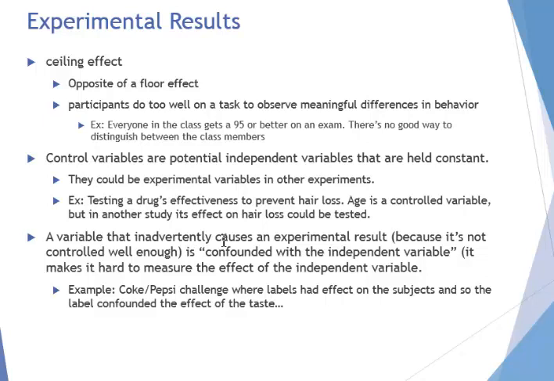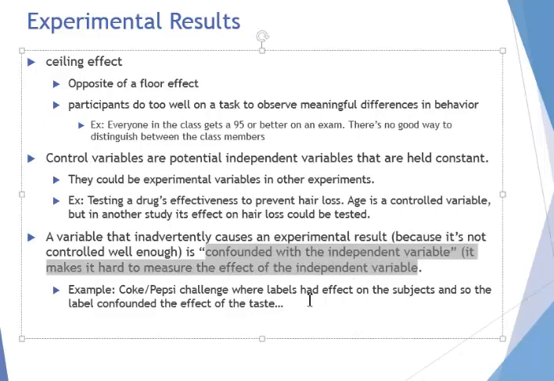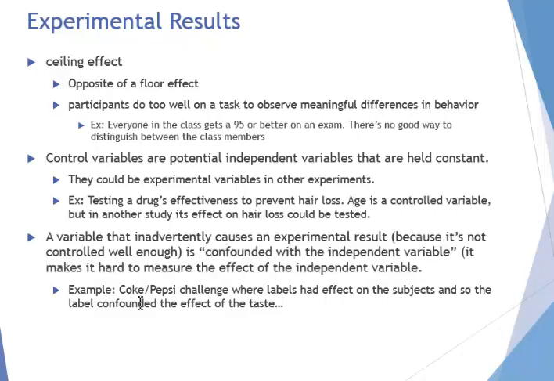A variable that inadvertently causes an experimental result, in other words, you by mistake took people of different ages, well, that is a confounding variable. It's confounded with the independent variable. There's an example here, a Coke Pepsi challenge, where labels had the effect and confounded the effect of the taste.